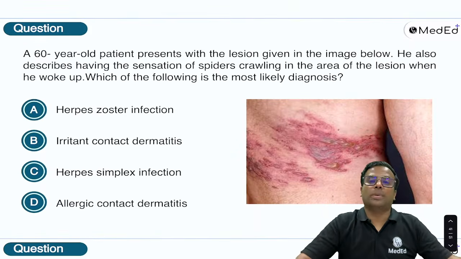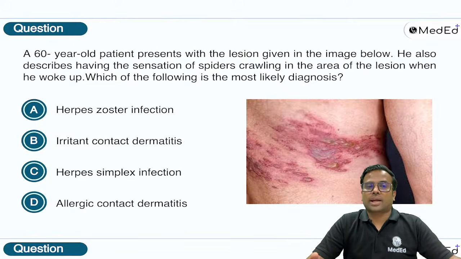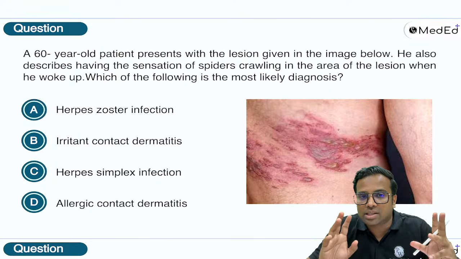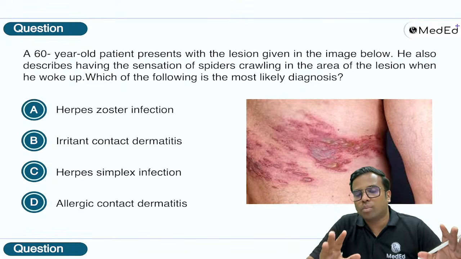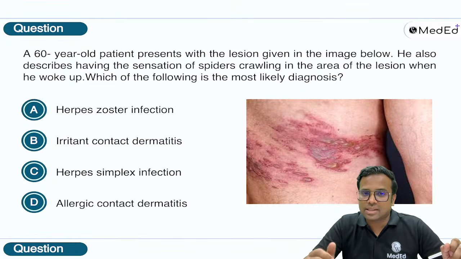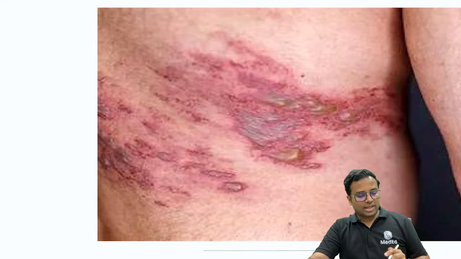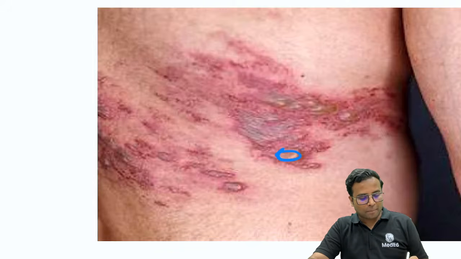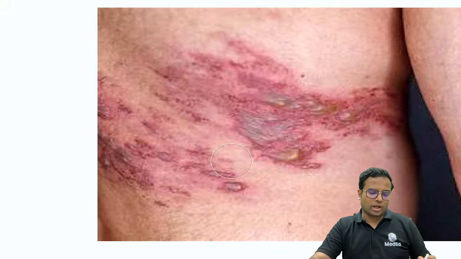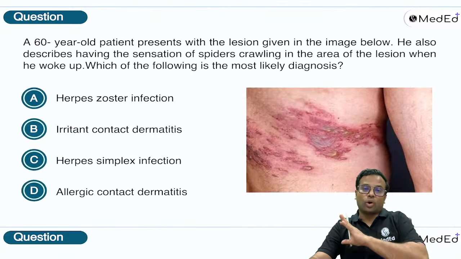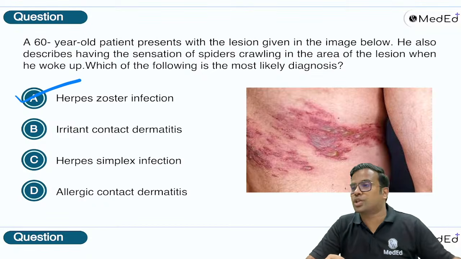A 60-year-old patient presents with a lesion that is given in the image below. He also describes having a sensation of spiders crawling in the area of the lesion when he woke up. Which of the following is the most likely diagnosis? You can see this image also. Some red color is there. Over this erythematous lesion, it looks like a bullous lesion here, but usually it presents with a vesicular lesion. So some vesicles on an erythematous background. Yes, the answer is herpes zoster infection.